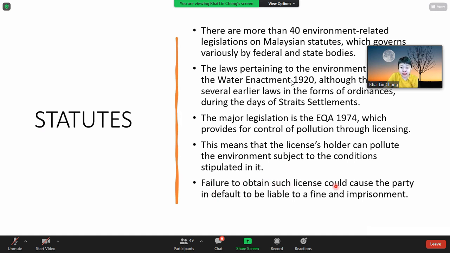Failure to obtain such license could cause the party in default to be liable to a fine and imprisonment. Okay, bila kita kata license and then dia kata the license holders can pollute the environment. So, kalau kamu faham mengikut ayat ni adalah siapa yang ada lesen bolehlah mencemarkan alam sekitar. Betul tak? If you understand through the words.